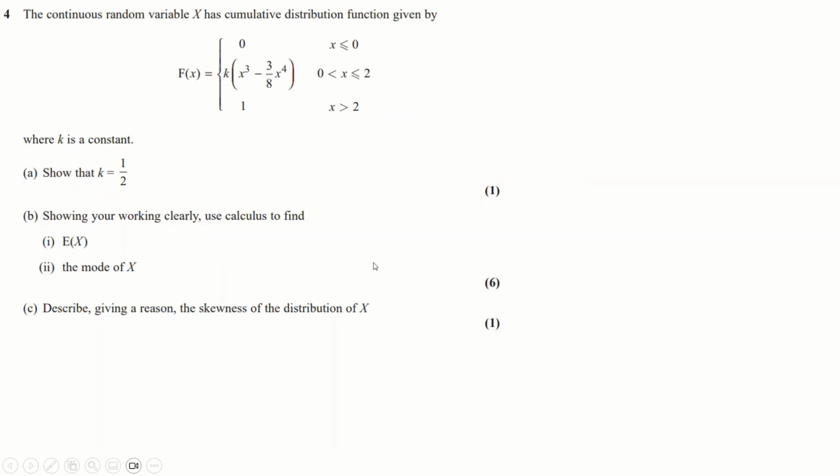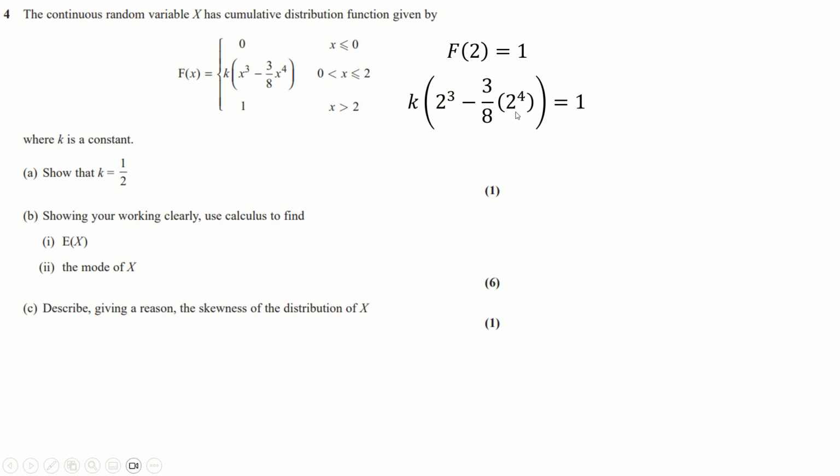Good. Question 4 is obviously the best question on the paper because you actually get to do some proper maths. We've got a cumulative distribution function here, and we're showing k is a half. Well, if you put in x as 2, you need to get 1 out of this, because this is going to have to be continuous. So just set this equal to 1 if x is 2. So F of 2 equals 1 essentially is what I'm saying here.